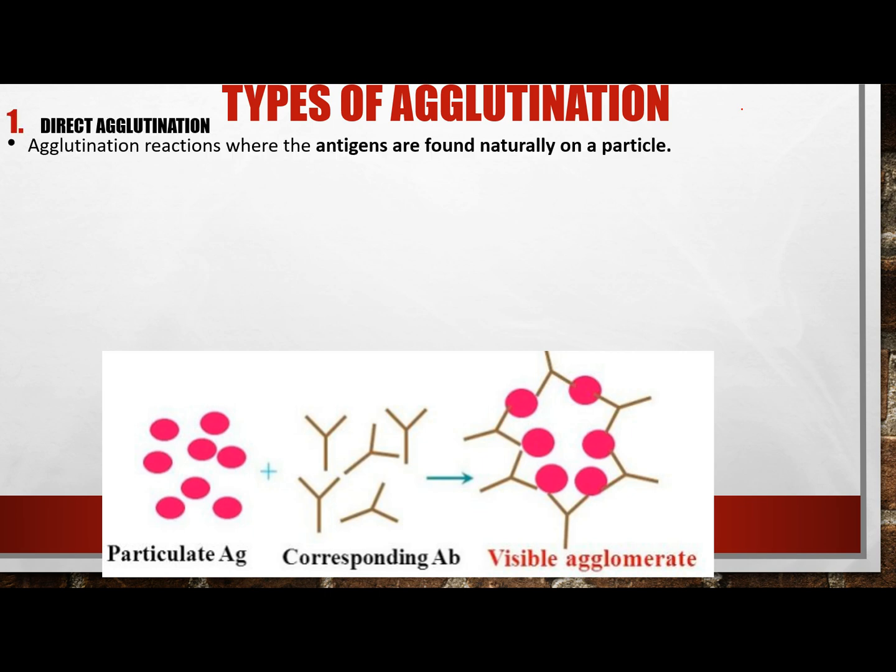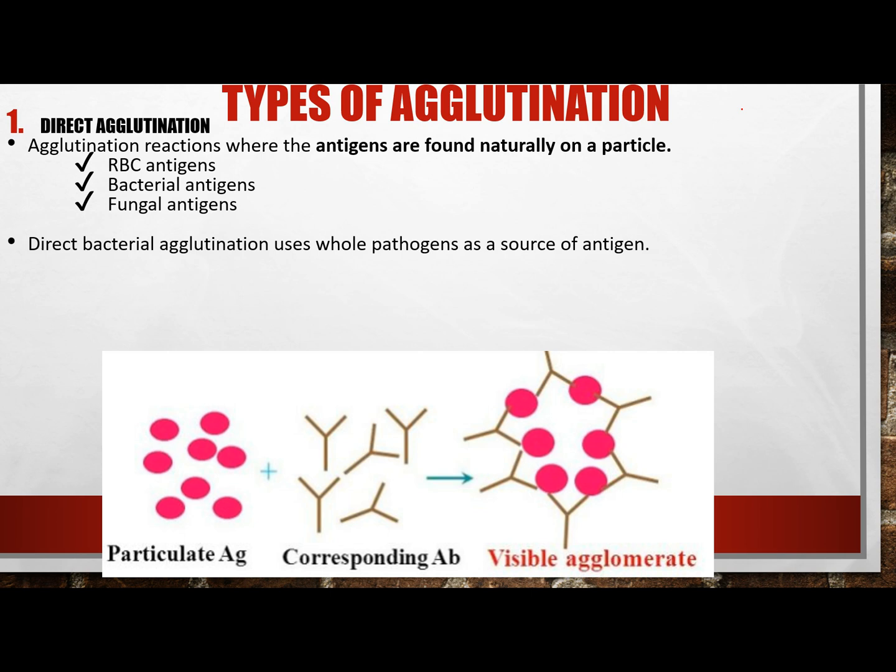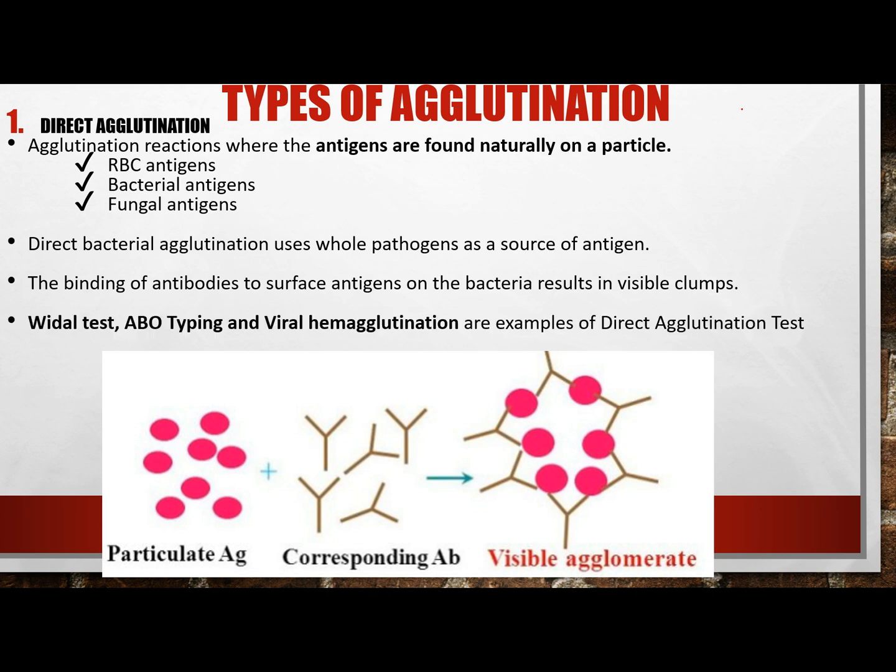When we talk about direct agglutination, these are the antigens that are found naturally on a particle. Examples are RBC antigens, bacterial antigens, fungal antigens. Direct bacterial agglutination uses whole pathogens as a source of antigen. The binding of antibodies to surface antigens on the bacteria results in a visible clump. Examples of direct agglutination tests are Widal tests, ABO typing, and viral hemagglutination.